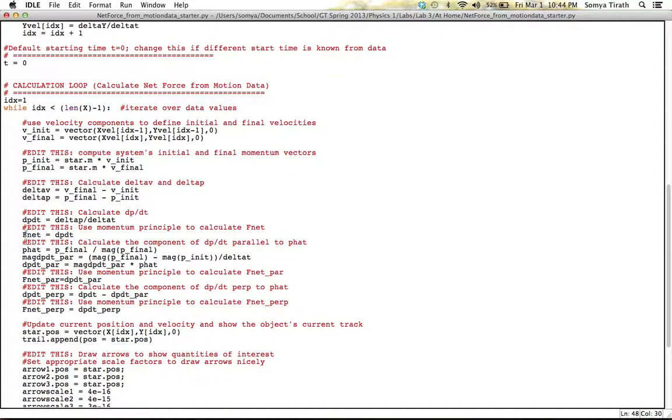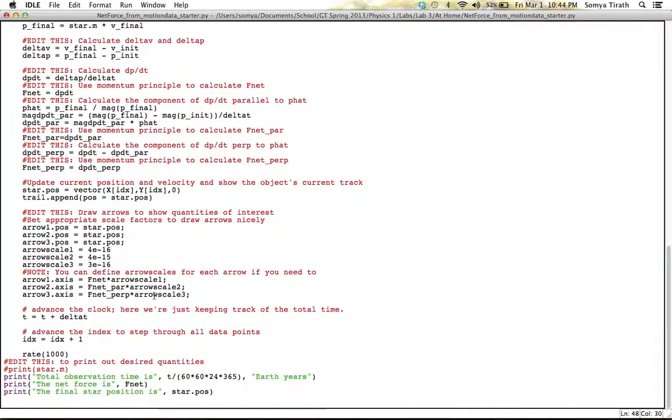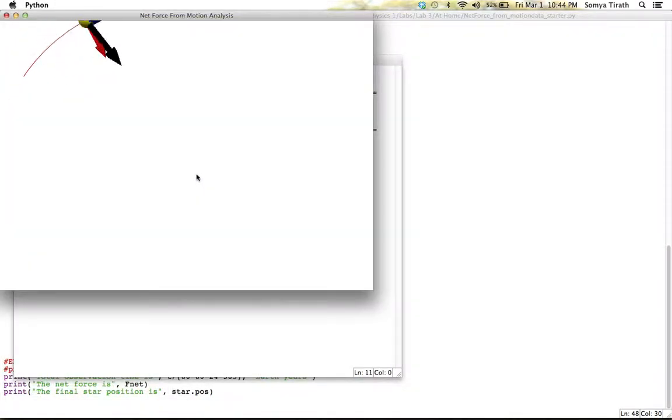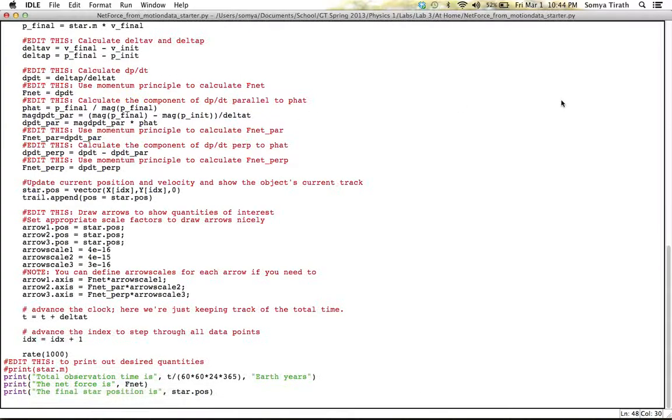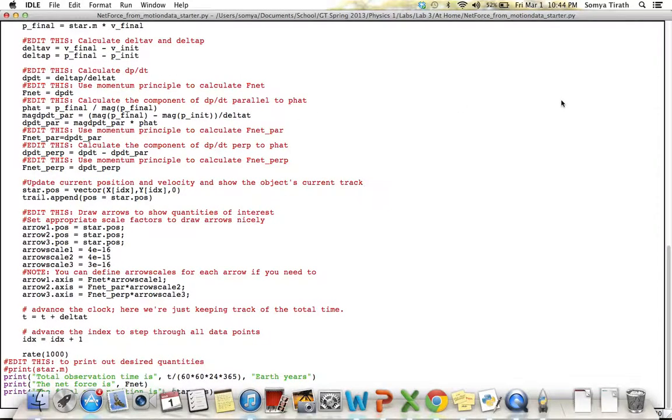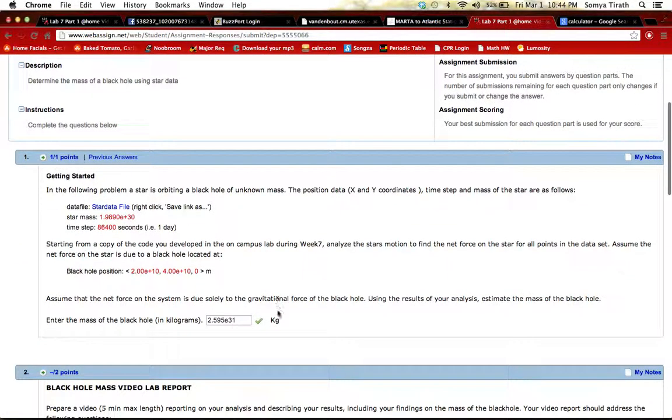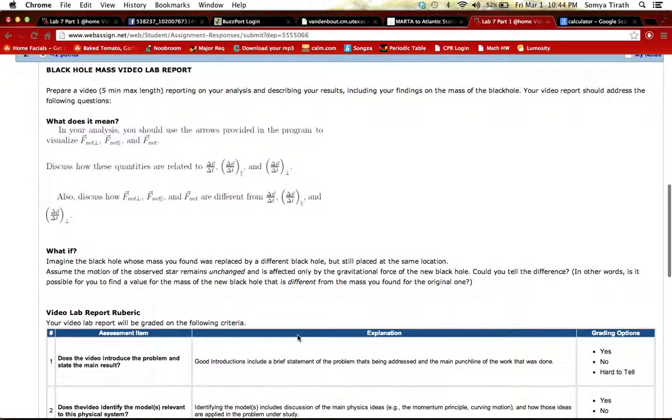As stated before, Fnet was equal to dP dt, which was equal to delta P over delta T. So Fnet was calculated through this method. Then if you run the module, the final net force is printed, so you can plug this into the equation just shown. And the final star position is also given, so you can plug this in as well to find your value for m, which can be seen to be correct because WebAssign said it was.